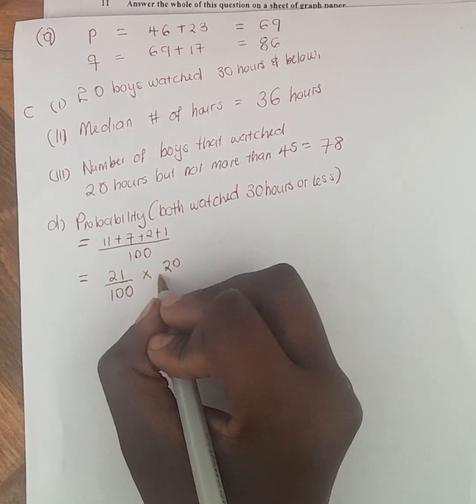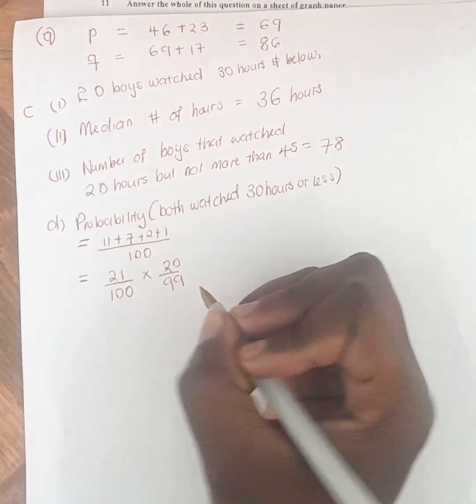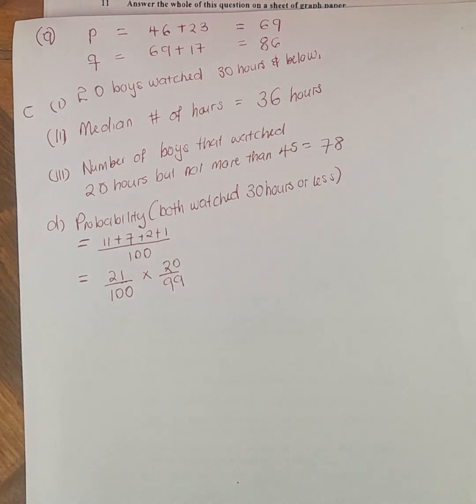20 over 99. This is a dependent event, because when we select the first boy in this first category of 30 hours or less, it is going to affect the probability of selecting another boy from this group. So the denominator is going to change. It is going to be 99, and the numerator is going to be 20.